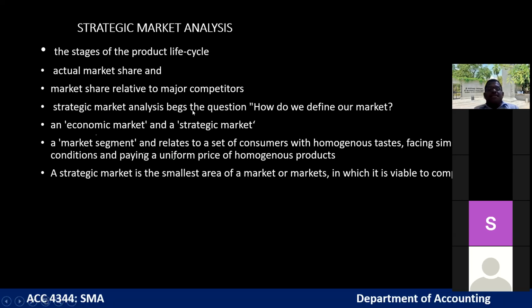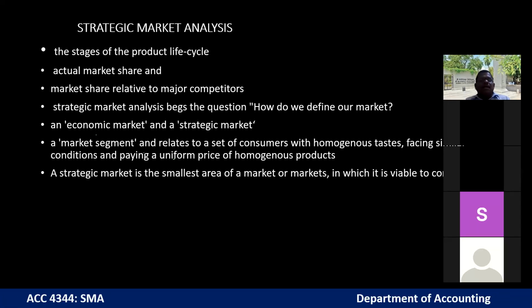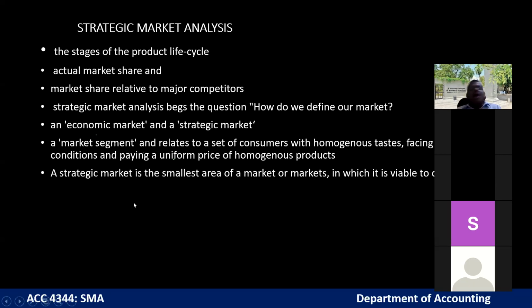The strategic market analysis begs the question, how do we define our market? An economic market and strategic market. A market segment is a related set of consumers with homogeneous taste, facing similar conditions and paying a uniform price for a homogeneous product. The opposite word is heterogeneous. Homogeneous means similar. A strategic market is the smallest area of market or markets in which it is viable to compete. So that's a strategic market analysis.